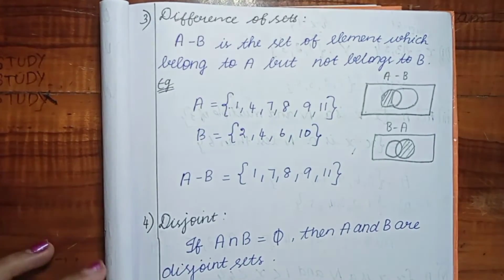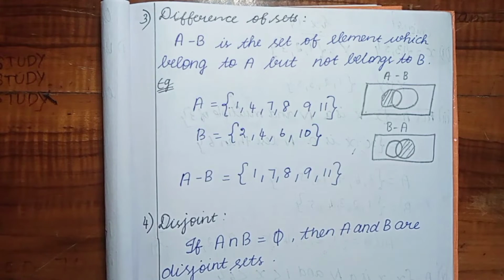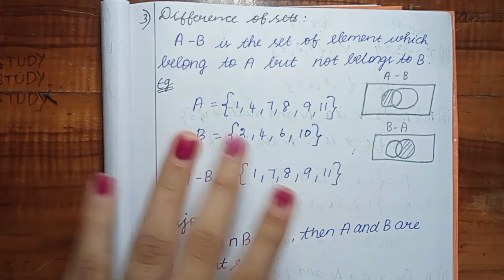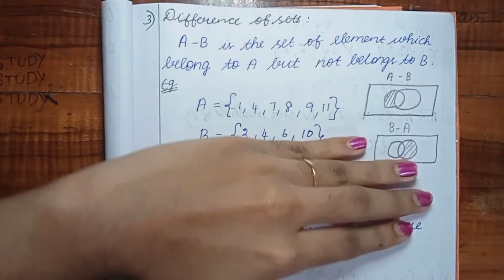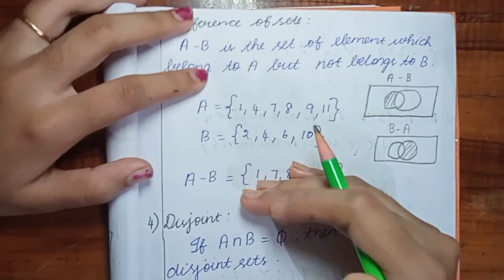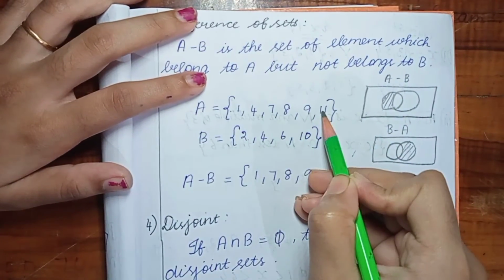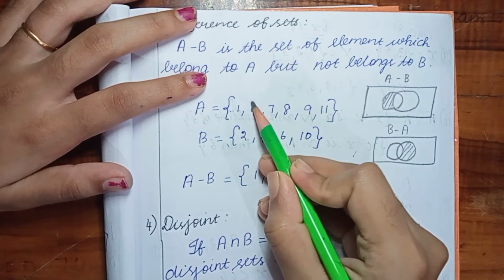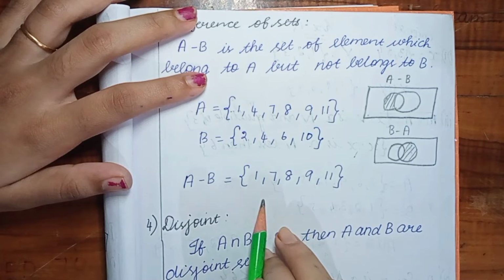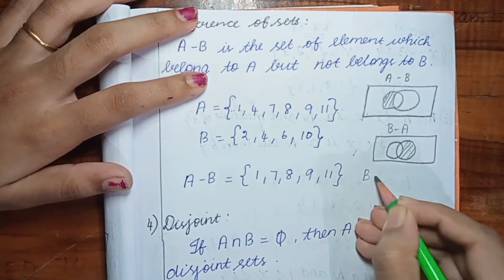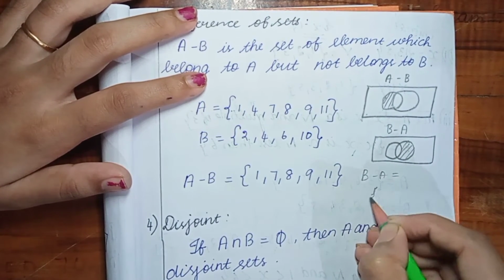Next we have something called difference of sets, that is A minus B is a set of elements which belongs to A but does not belong to B. If you have A minus B, you will not write the elements which are there in B. So here 2 is not here, 4 is there, so you will not include the 4 while writing A minus B. Okay.